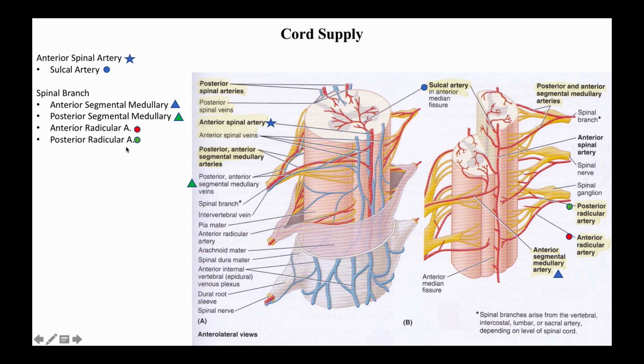The posterior radicular artery is going to be right here. We see there's our ventral root, and there's our dorsal root ganglion, the spinal ganglion. This artery coming back here to supply that will be the posterior radicular artery.